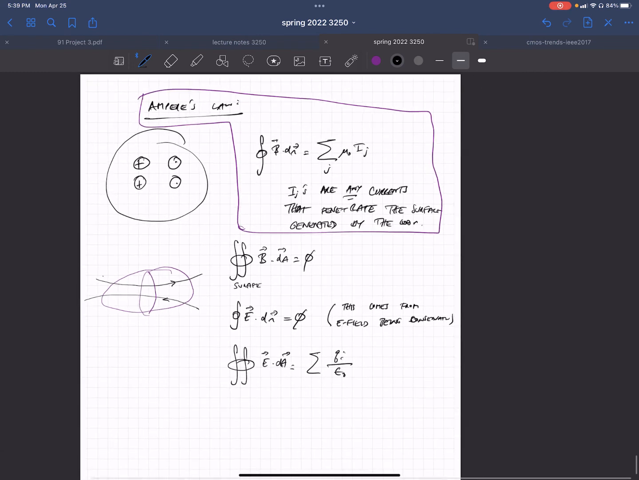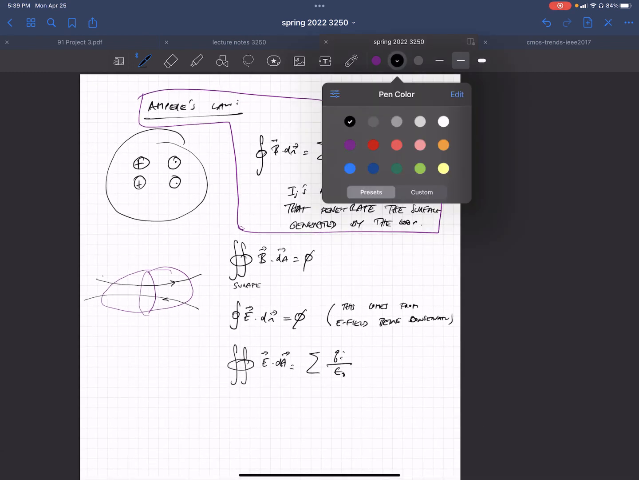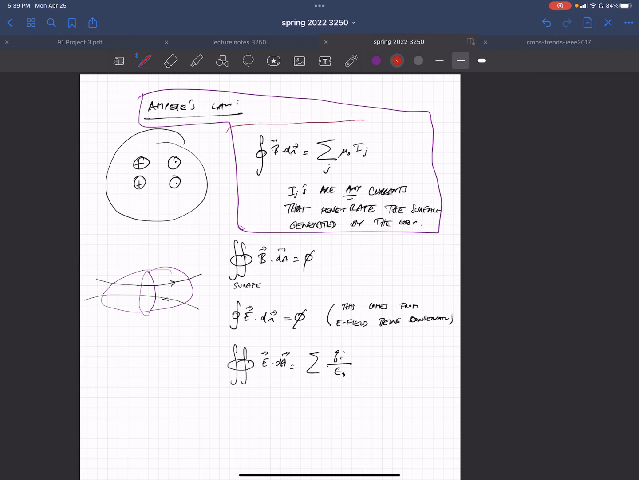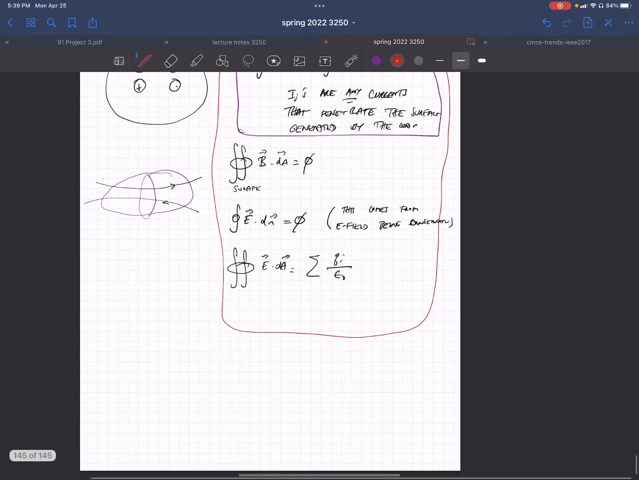The total of all four of these are known as the integral form of Maxwell's equations. And we'll see there's also a differential form of Maxwell's equations.